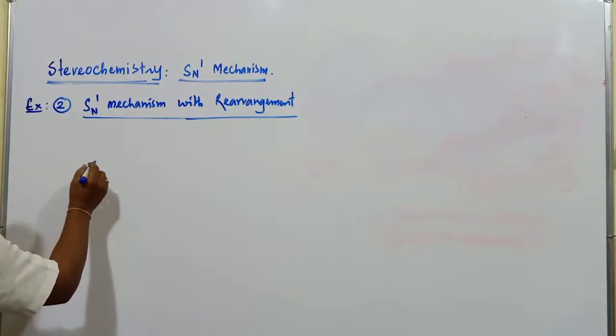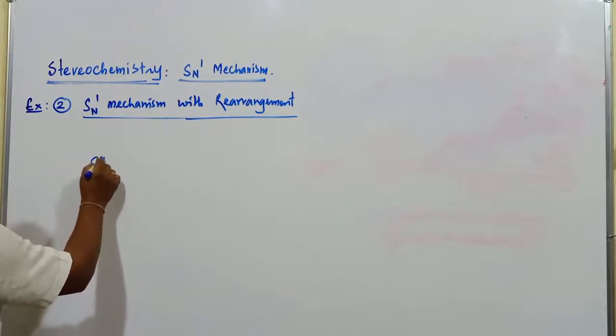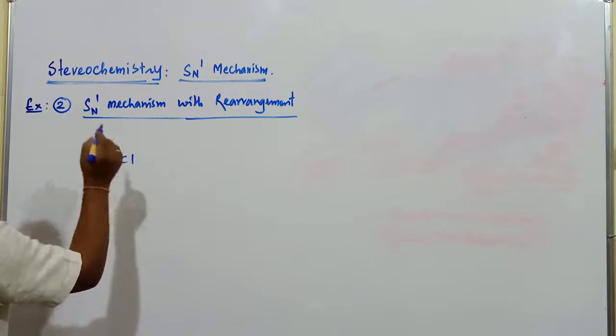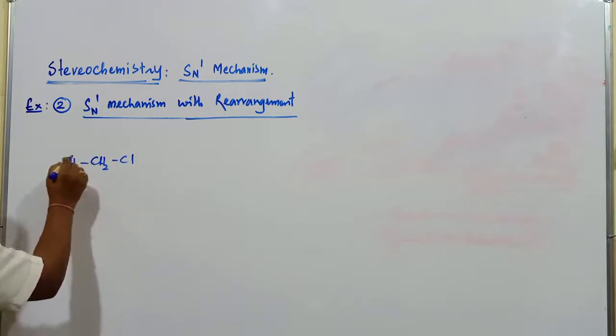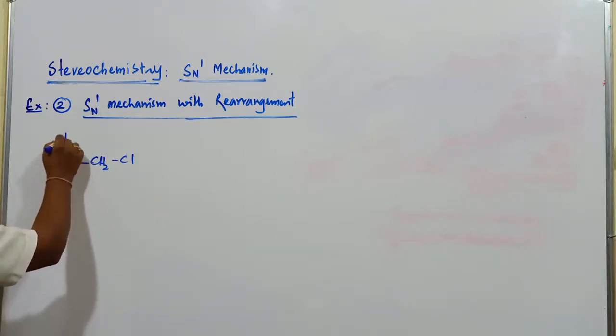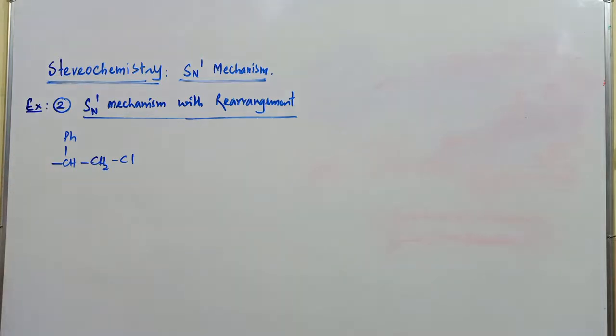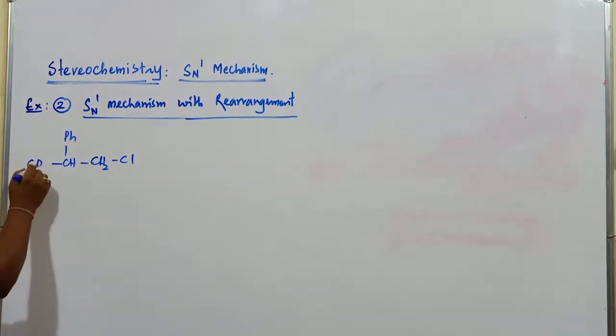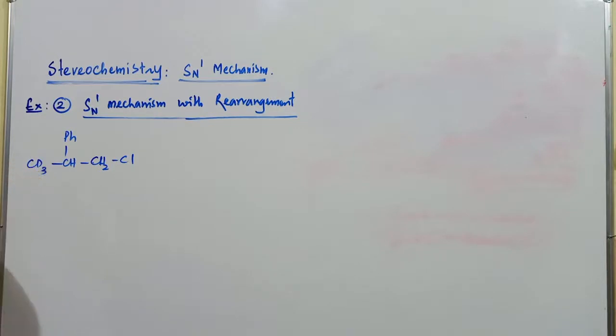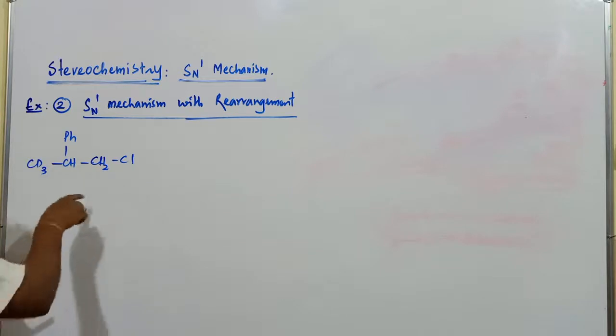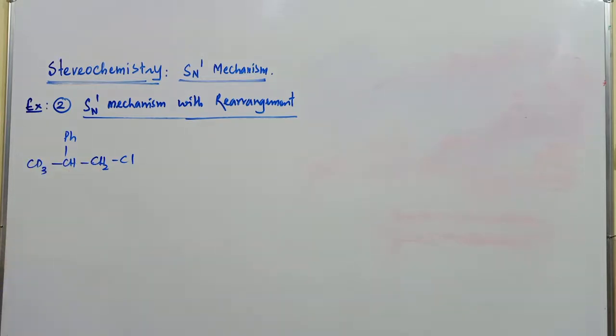Here I will go with one particular compound. This is CH2, this is Cl, it is CH, this one is Ph. You can take another group, you can go with CH2CH3 or CD3, no problem. So this is the molecule which undergoes SN1 mechanism with a certain amount of rearrangement.